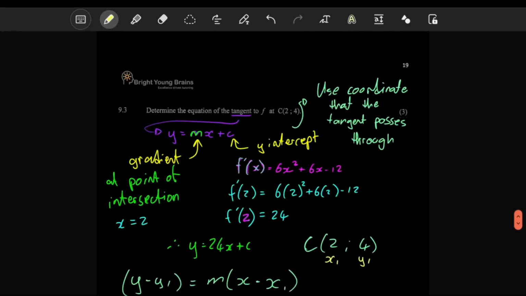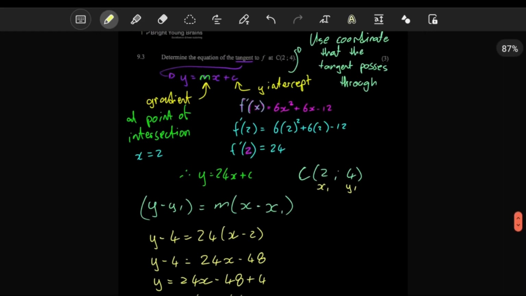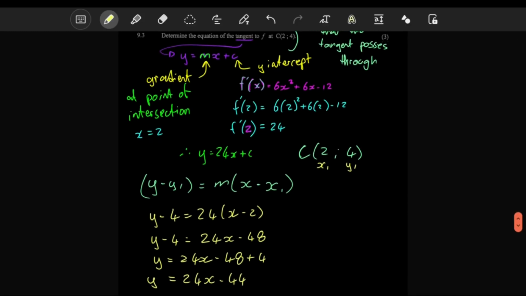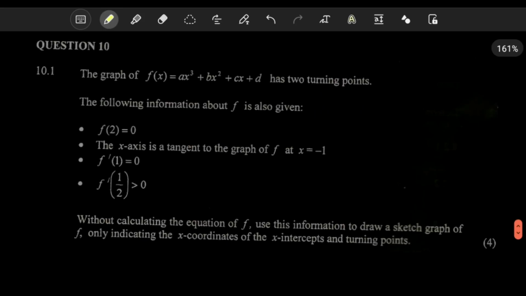So we have gotten as many marks as we can. And now we are going to move on to question number 10. Question number 10. Yeah, let's just say 10 properly there.